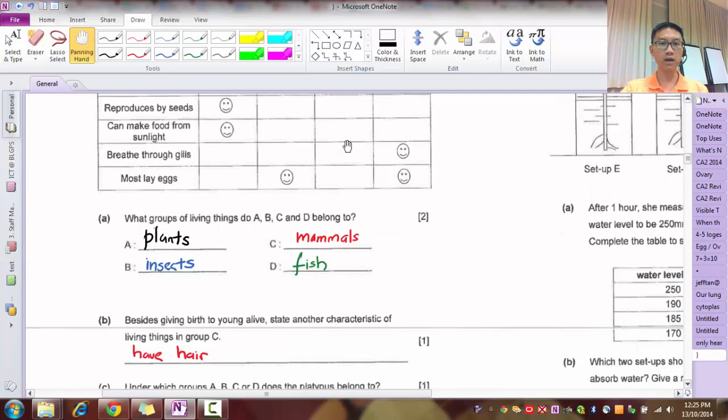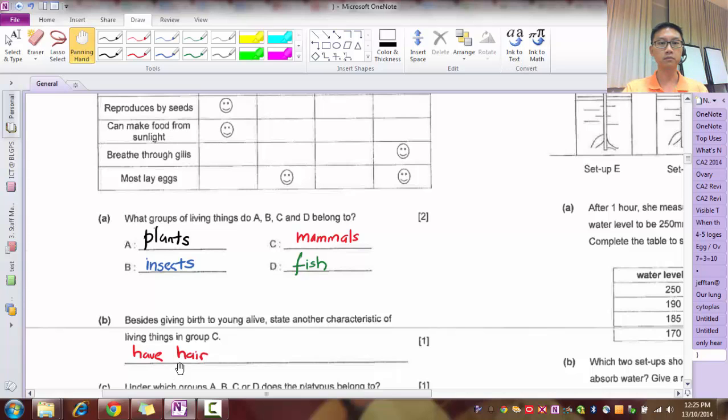Besides giving birth to young alive, state another characteristic of living things in group C. If C is a mammal, another characteristic would be having hair. Or you can say that it breathes through lungs. Most mammals breathe through lungs. The other characteristic that a mammal must have is the ability to provide milk to feed its young.